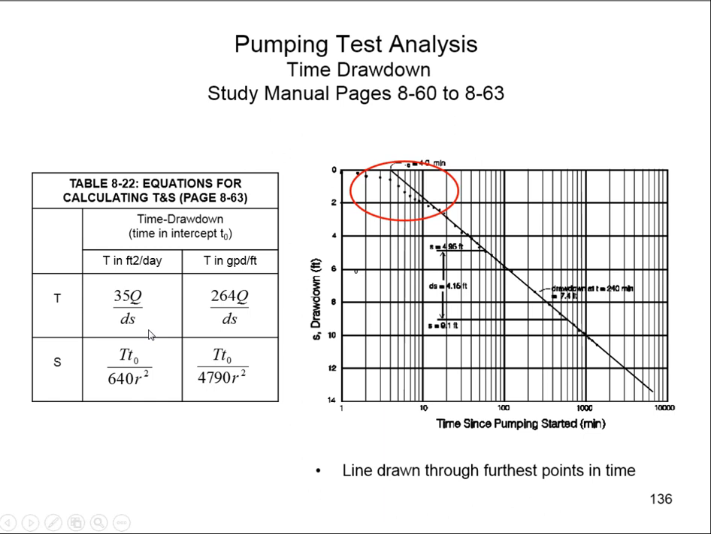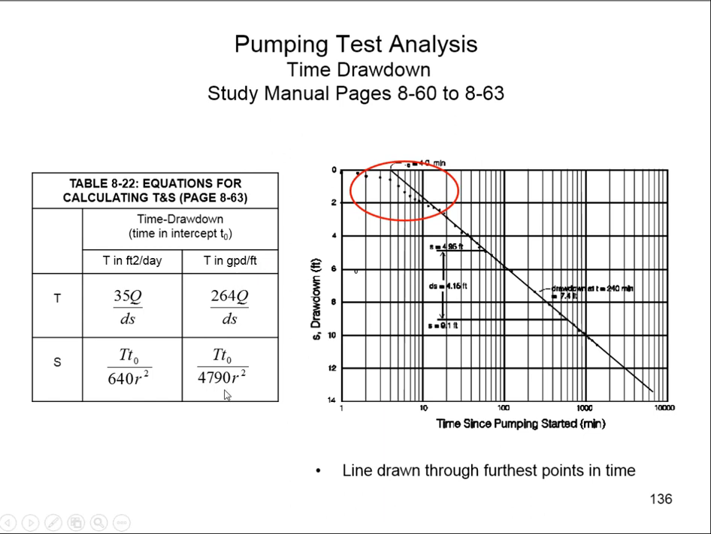But wait a minute. How can I put in the same values for the pumping rate and the change in drawdown and have different numbers here? Well, it's these numbers that convert the information you're putting in to the units that you want to measure, either feet squared per day or gallons per day per foot.